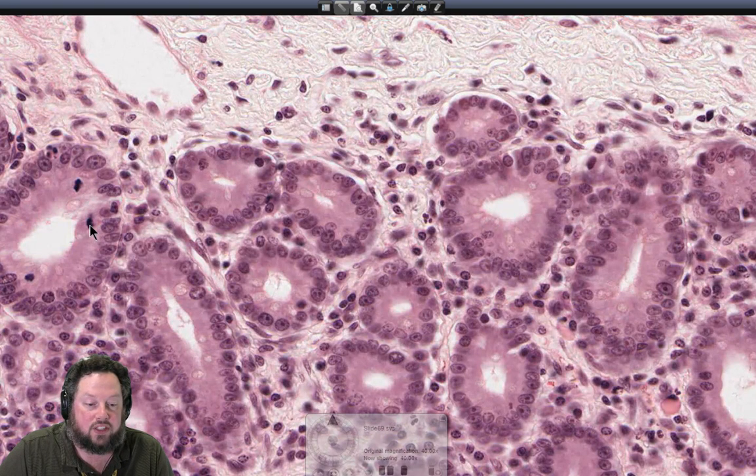But again, you can see these mitotic figures. And the other cell type we can often see are enteroendocrine cells. So that's the other cell type, and stem cells, which are the mitotic figures here.